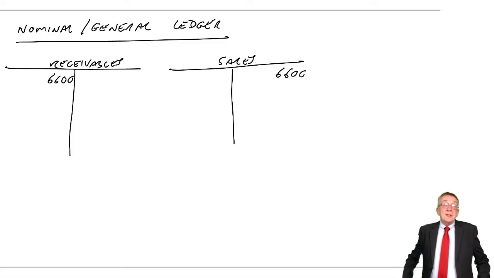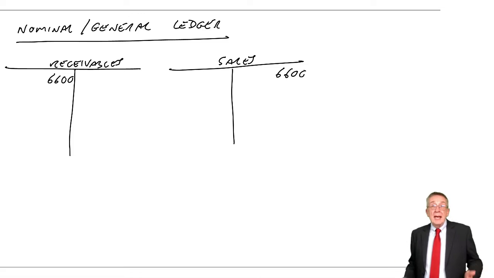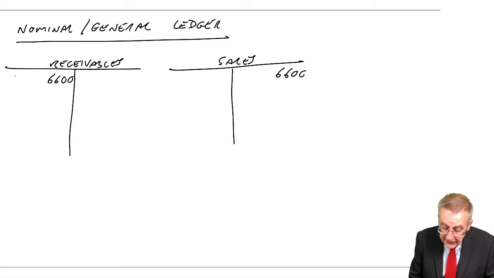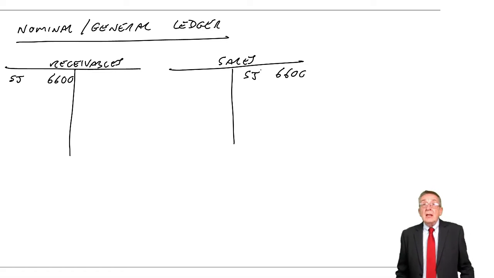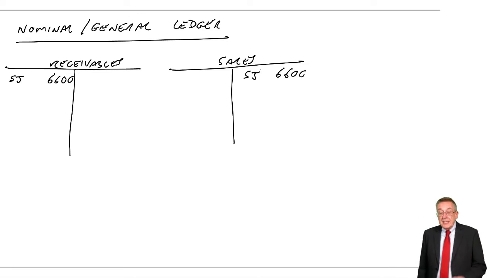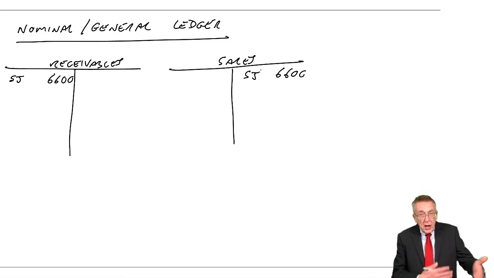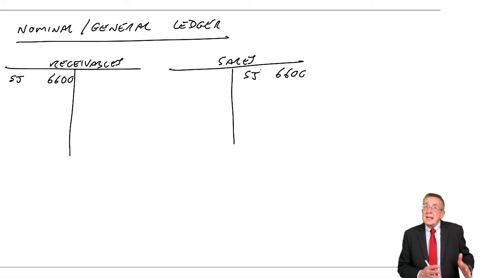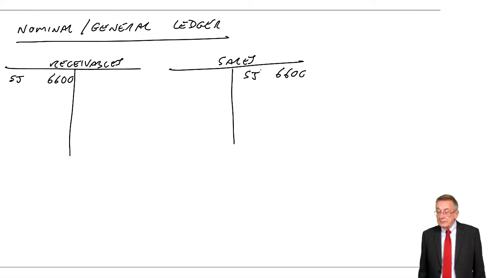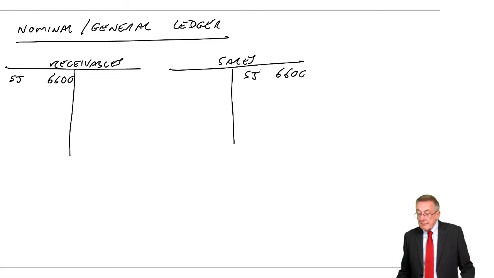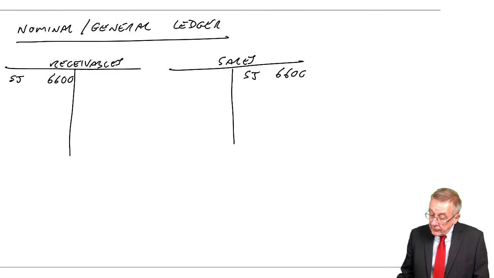What we write against it doesn't really matter and isn't your problem in the exam. But I'll write against it SJ, simply because if ever I need to check that figure, 6,600, you know, what were the individual sales? It's the sales journal I would need to look at. So that's the double entry completed there.